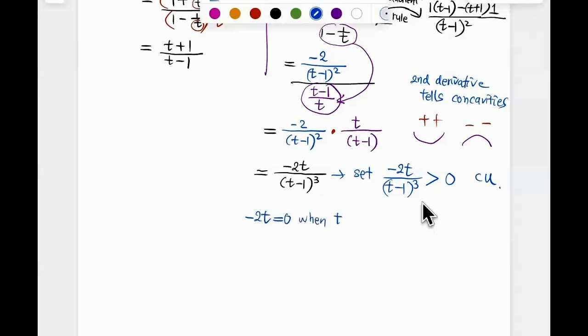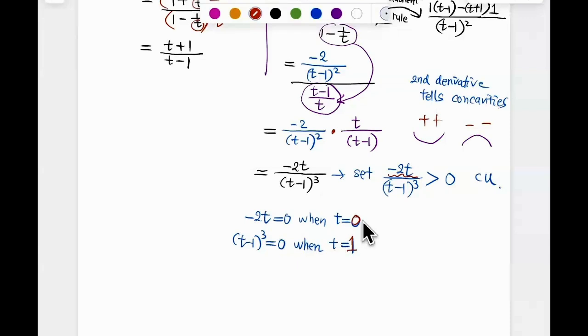0? Yeah. So we're going to look at the numerator and denominator separately. The numerator is equal to 0 when t equals 0. And then we look at the denominator, which is (t minus 1) cubed. If I set that equal to 0, then it will be undefined, and this is when t equals 1, right? So now you have these two numbers, 0 and 1.